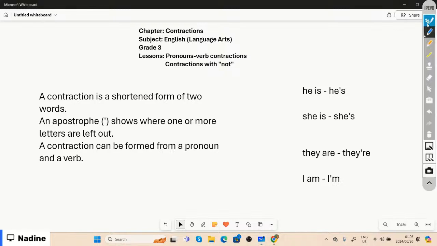All right. So once again, a contraction is a shortened form of two words. And we're going to look at the examples now. It says an apostrophe. You see, apostrophe is that little sign over there. Remember, an apostrophe is not a comma. For example, if we were to say don't, then we put that little sign on top. So it's like a comma that's somewhere on top, not at the bottom.